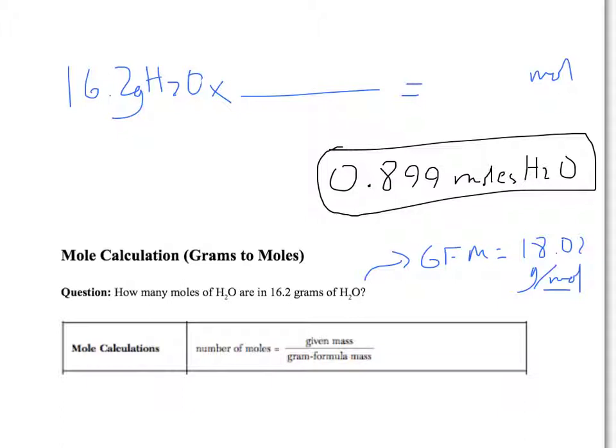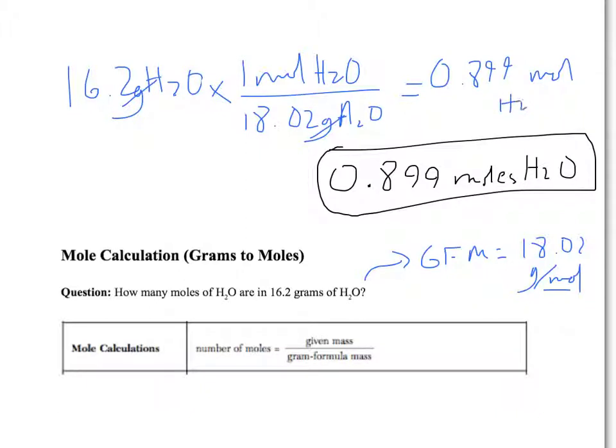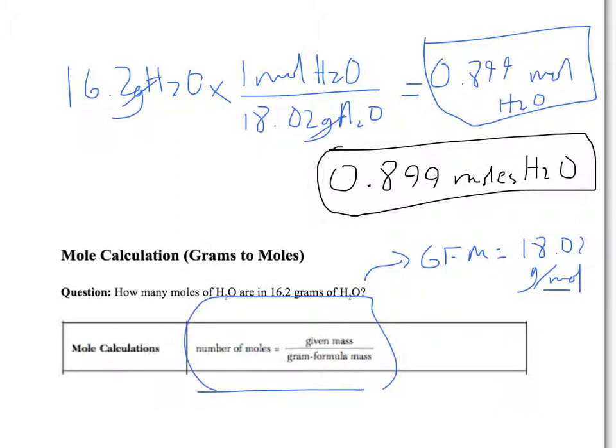And so when we convert 16.2 grams, okay, we can put grams in the bottom, 18.02 grams H2O per 1 mole H2O. Grams will cancel. So when we divide 16.2 by 18.02, we end up with the same answer, 0.899 moles of H2O. And so you can either use this formula on the bottom, or you can use the factor label method to figure out the answer to this question.